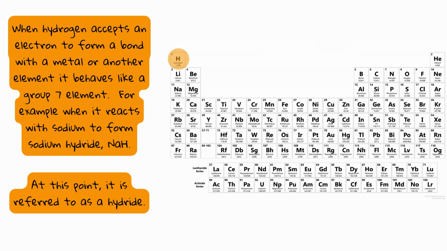When hydrogen accepts an electron to form a bond with a metal or another element, it behaves like a group 7 element. For example, when it reacts with sodium to form sodium hydride. At this point, it is referred to as a hydride.